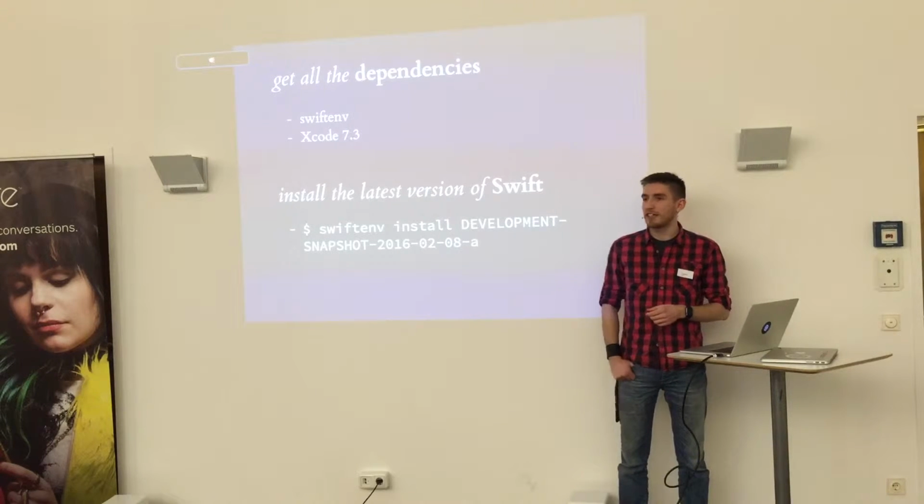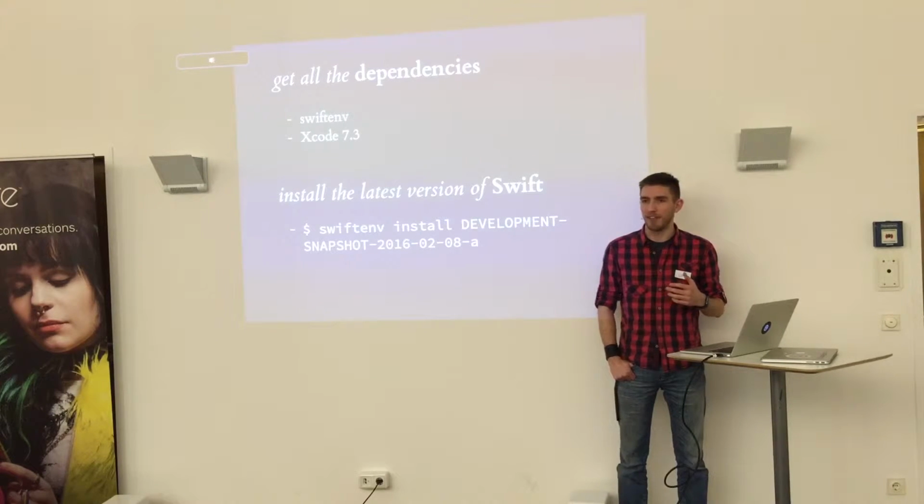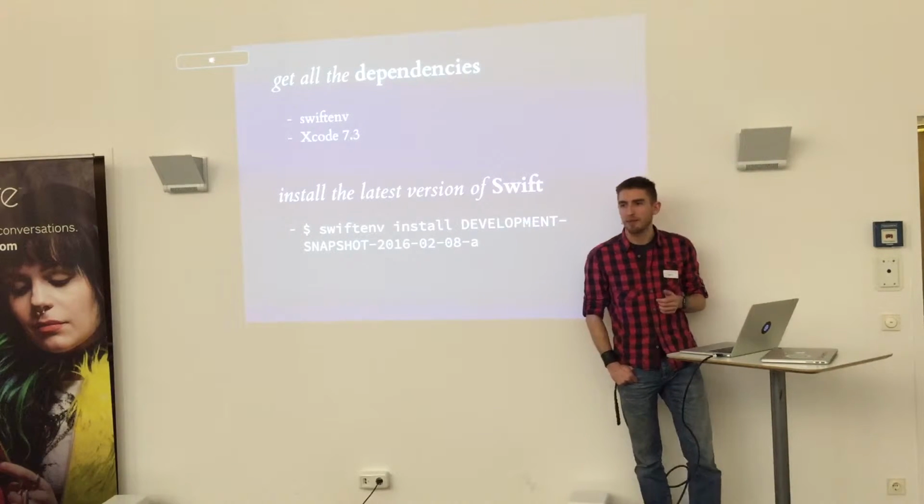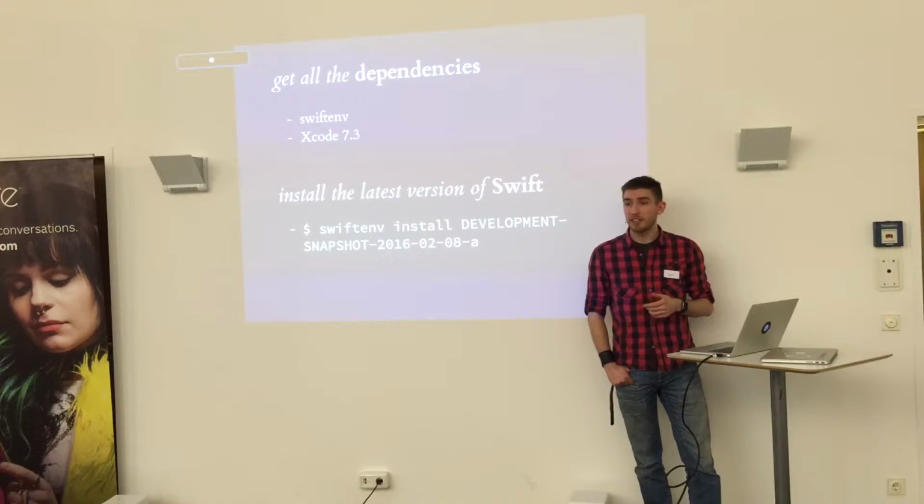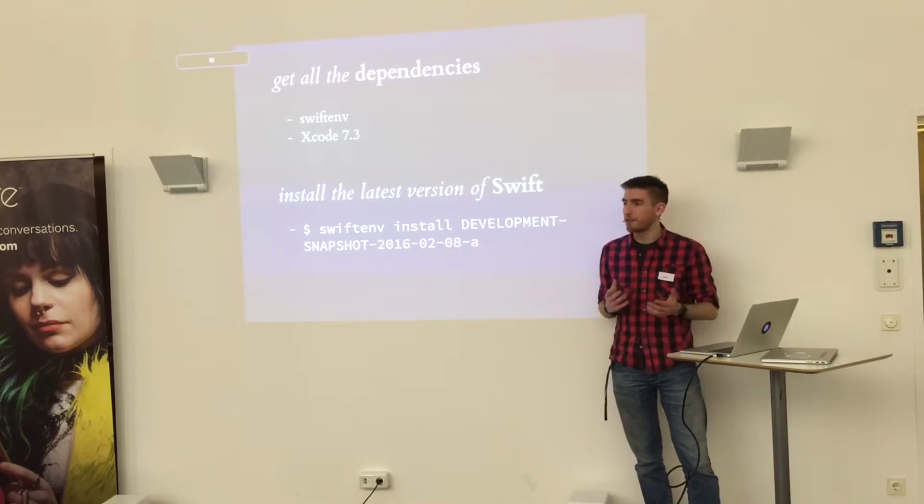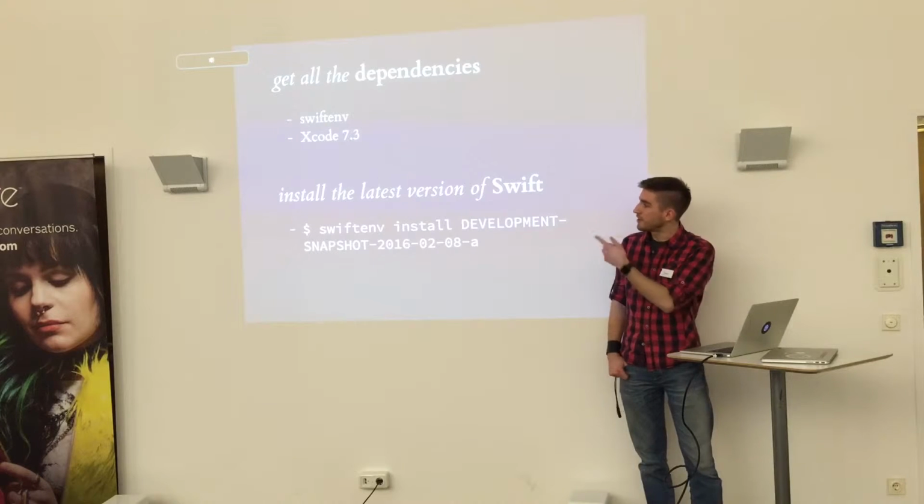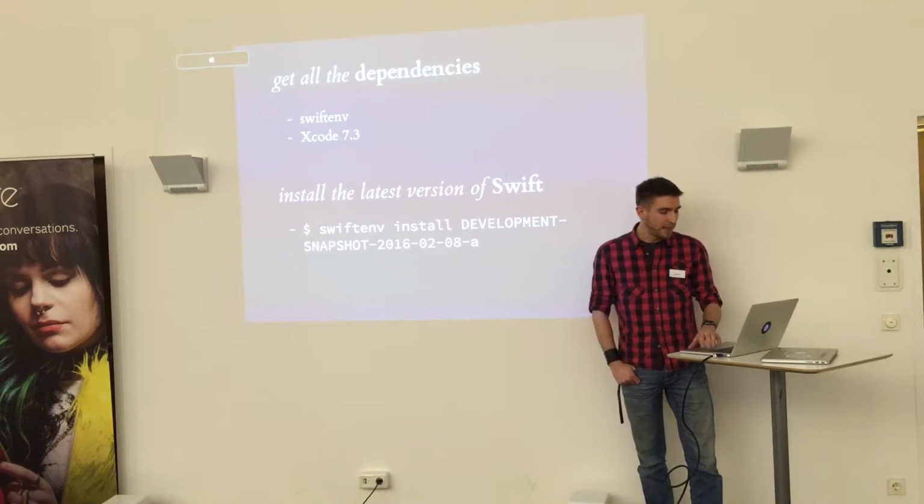Also, you want to use Xcode 7.3 because that has toolchain switching built in. So if you want to switch toolchains while developing, Xcode 7.3 will be helpful as well. Currently, it's only in beta, but I think it should be released pretty soon. So if you need a special version of Xcode or the actual Swift inside Xcode, you can just use Swift environment to install it.